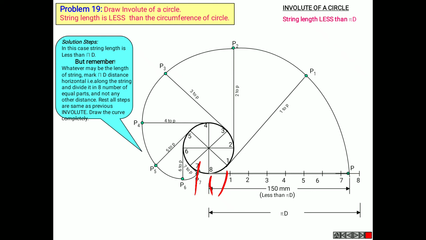It's so because from 1 to P all we have moved towards right, so we have cut all the tangents towards the right, but whereas from 8 to P it's towards left, so we have cut the point towards left. So this is your required involute with the string length less than pi d.